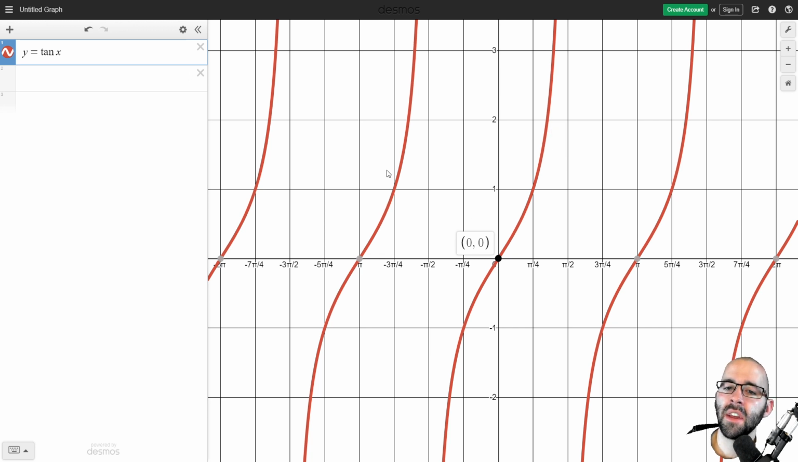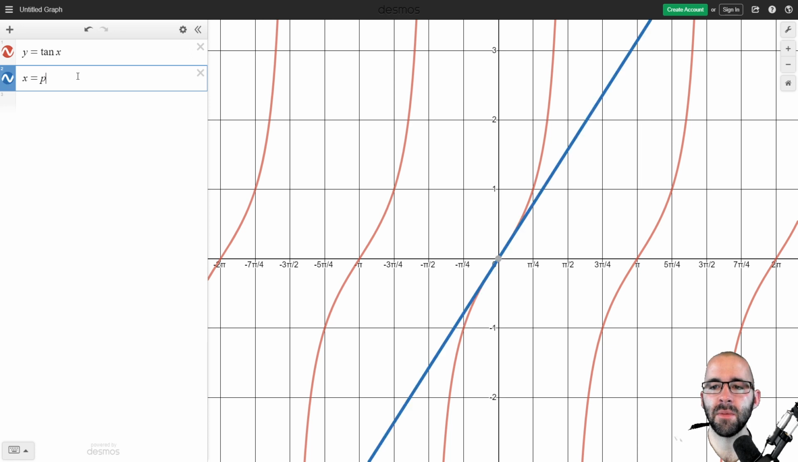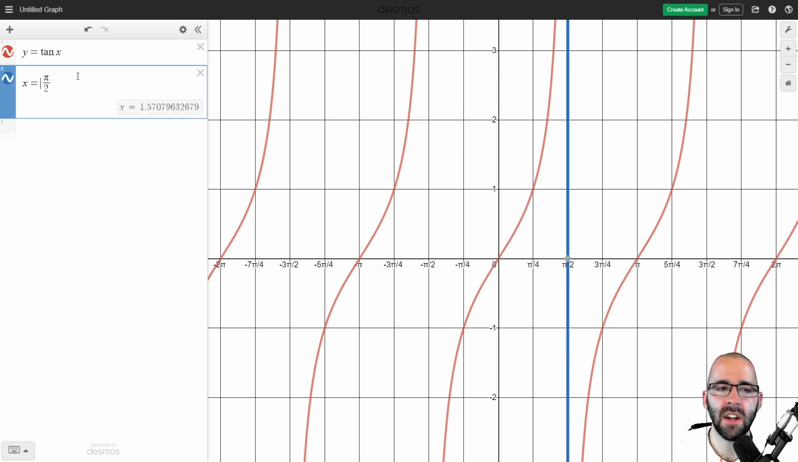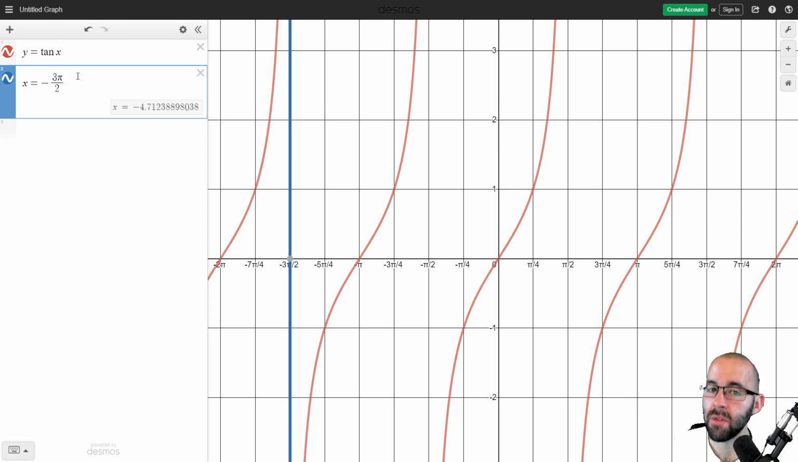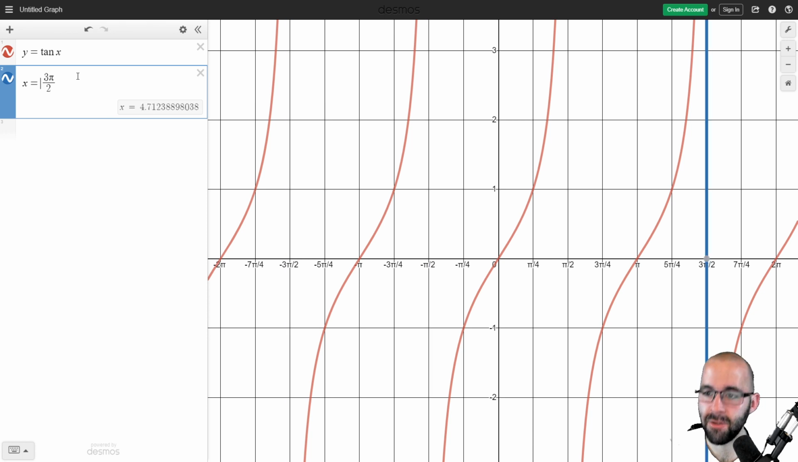But again, the important thing to know for the graph of tangent is that it looks sort of like a cubic function, but it does have those asymptotes. Again, there's an asymptote at pi over 2, an asymptote at negative pi over 2, and at negative 3 pi over 2 and positive 3 pi over 2. There are infinitely many asymptotes. We'll talk about where the asymptotes are later.